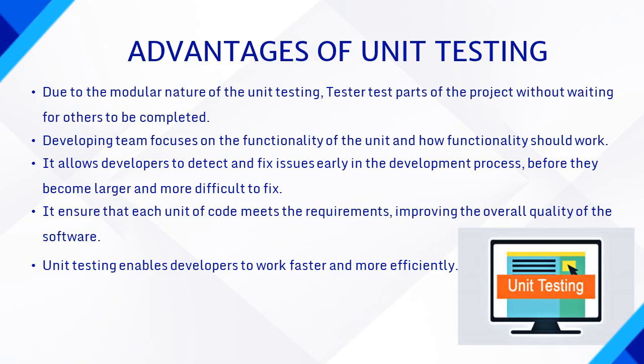Bugs and issues can be detected and fixed early in the development process before they grow into bigger problems. It ensures that each unit of code meets the requirements, which improves overall software quality. Unit testing also makes developers work faster and more efficiently since they can identify issues right away.